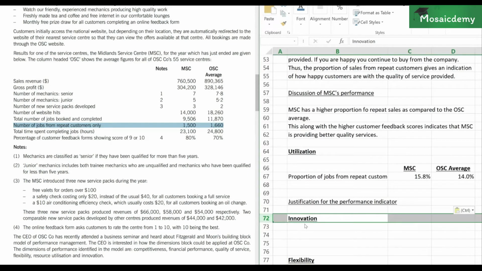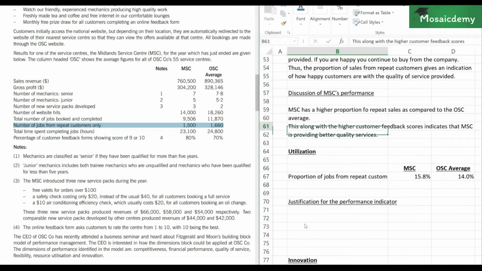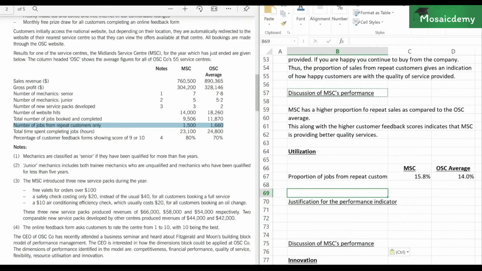And after that, we're left with two more. So, utilization, what else do we have? We have the total time spent completing jobs in terms of hours, and then we have the customer feedback. They have mentioned the number of mechanics. So for utilization, potentially what we can say is how much time was spent by a mechanic or how many jobs were completed by a mechanic, right? We could either go by total time or number of jobs over the total number of mechanics.